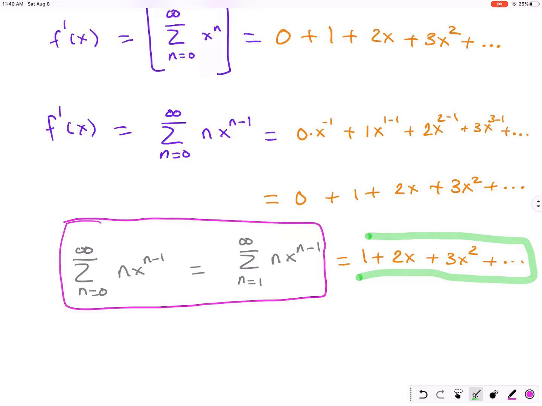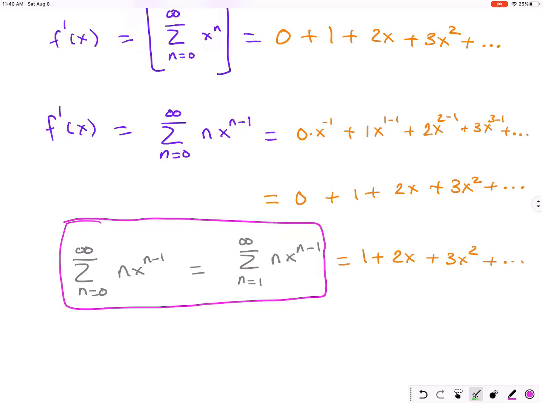So sometimes I change the index because I don't want to put the 0 out front. It's not sort of fashionable in mathematics to write plus 0, but the value didn't change. So these two, n equals 0 to infinity of n times x to the n minus 1, is exactly the same as n equals 1 summation to infinity of n times x to the n minus 1.